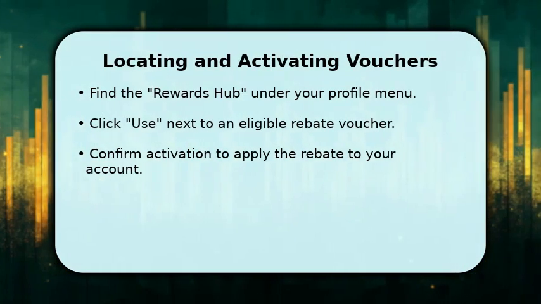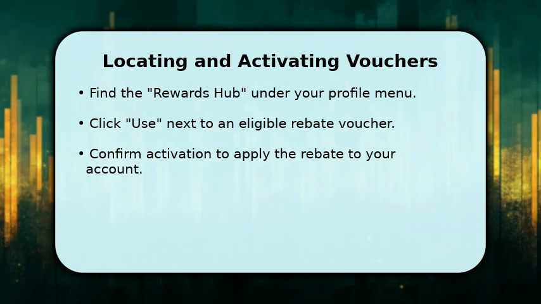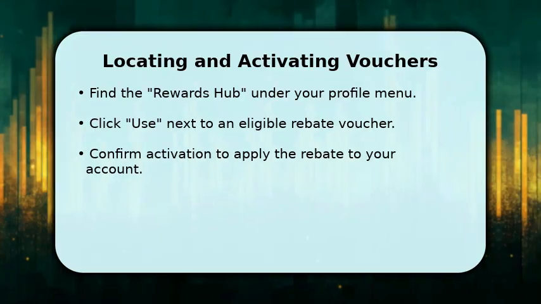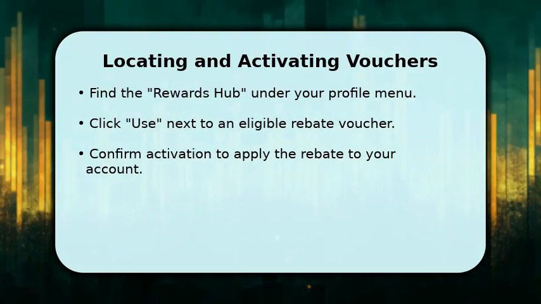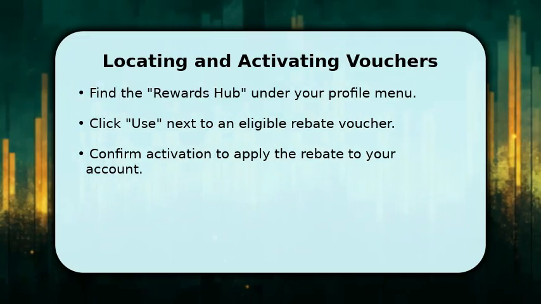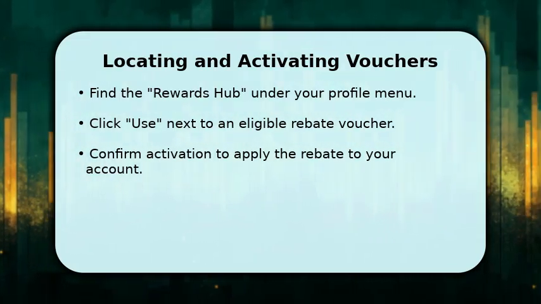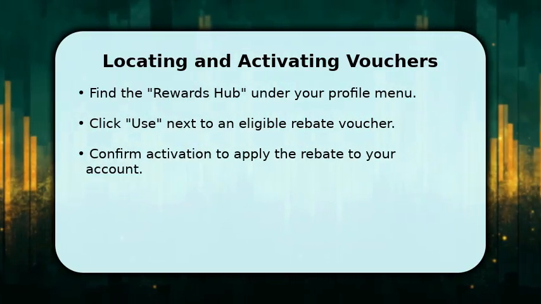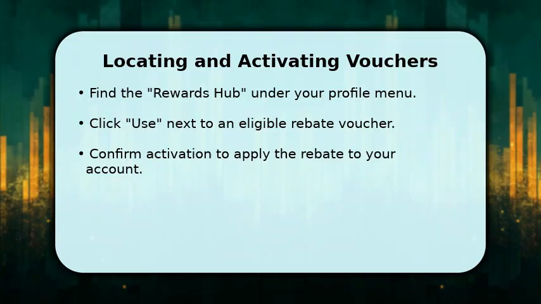To begin, log into your Binance account and hover over your profile icon. From the drop-down menu, select Rewards Hub. Here, you'll see a list of all your available vouchers. Each voucher will have a Use button. Simply click this button and then confirm the activation. Once activated, the rebate will automatically apply to your eligible trades.